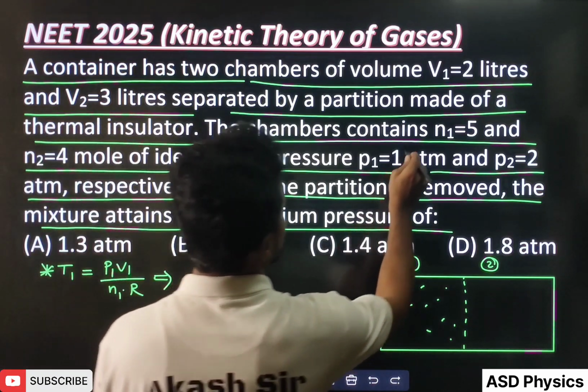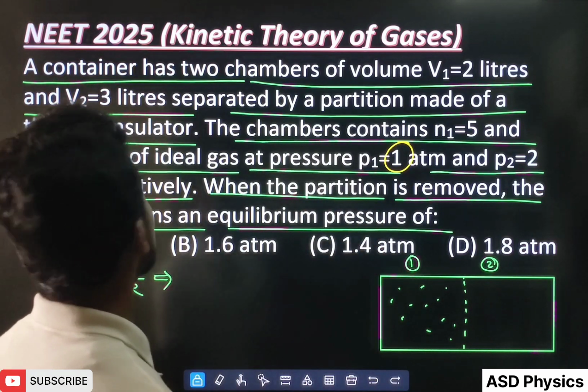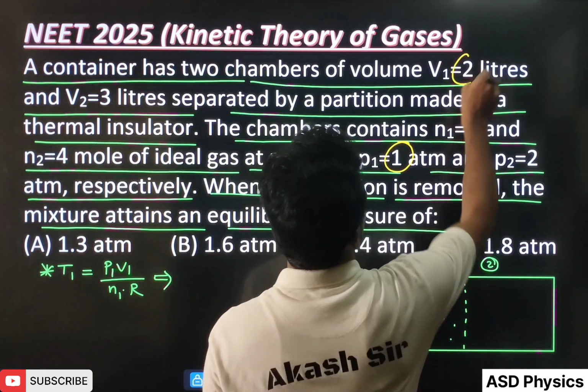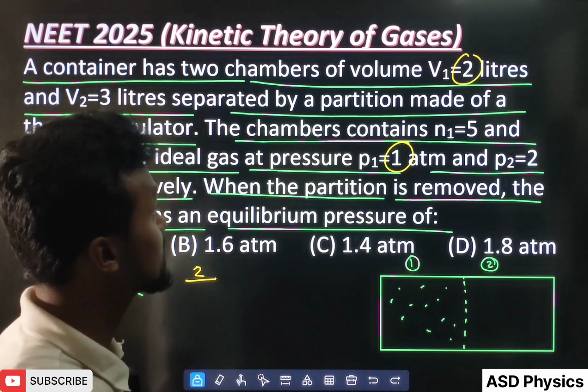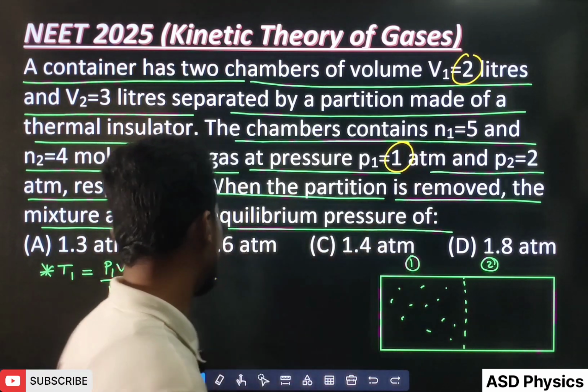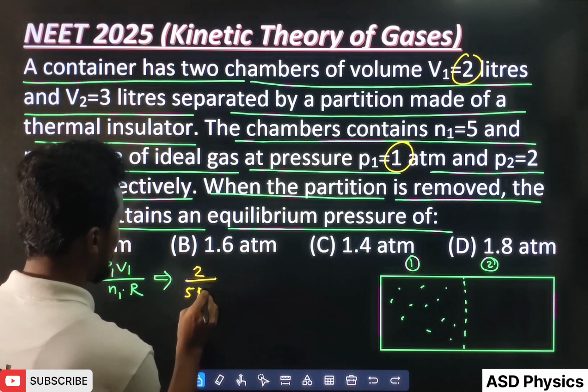P1 is how much is given here? 1 atm. Okay. V1 is how much is given here? 2 liters. So 2 into 1 means 2. Okay. N1 is how much is given here? Kindly see very well. N1 is given 5. Okay. So 2 by 5R.